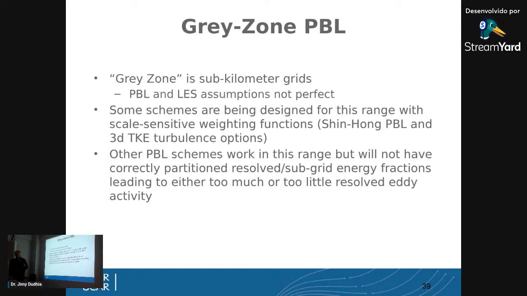Other PBL schemes work in this range, but will not have the correctly partitioned energy fluxes, or resolved versus subgrid scale fluxes. But they'll give reasonable looking profiles anyway, even if they're not giving you the correct energy balance on the different resolved or unresolved scales. They'll give you a reasonable developmental boundary layer scheme, so you can use a PBL scheme, for example, at 500 meter grid size.